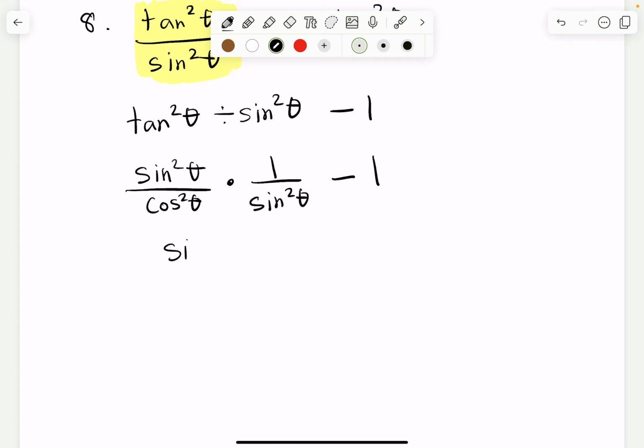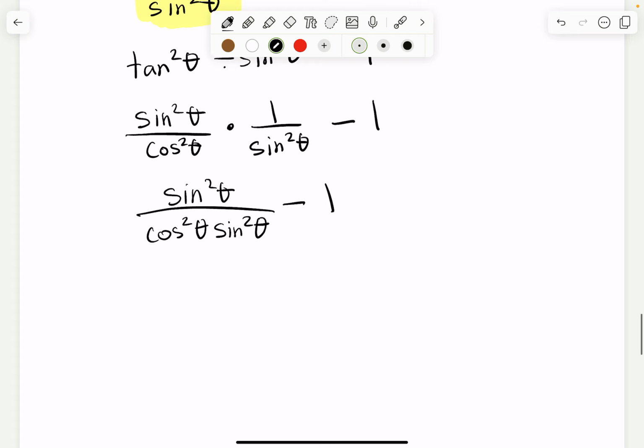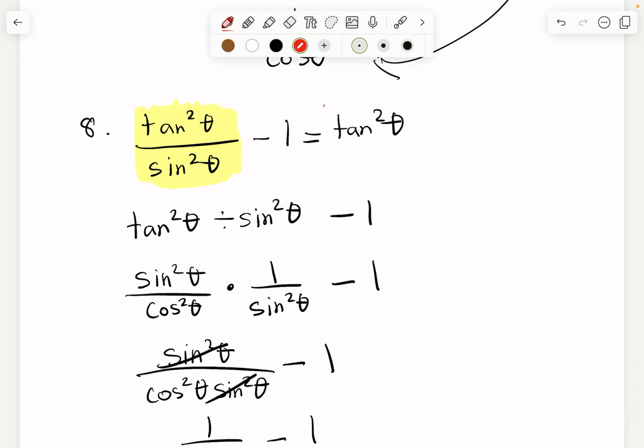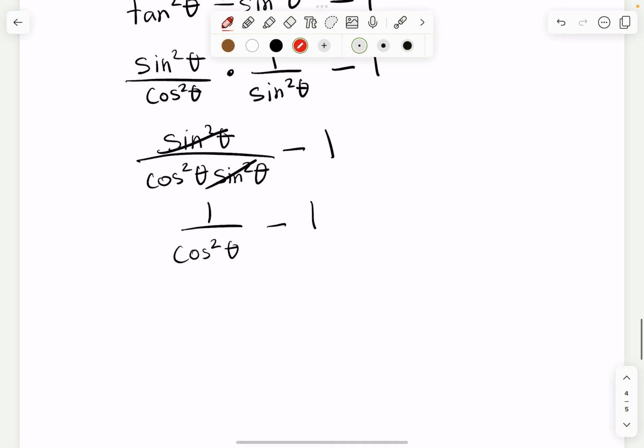And now I get sine squared over cosine squared times 1 over sine squared, minus 1. The sine squares will divide out. And I get 1 over cosine squared minus 1. Let me go back and ask myself, what is my goal? My goal is to make a tangent squared, so I just reminded myself. All right. I'm going to scroll back down. I see 1 over cosine squared, and I believe that is secant squared.